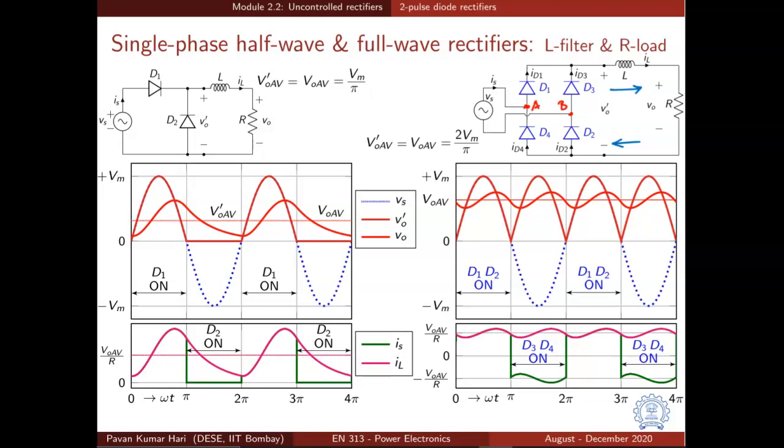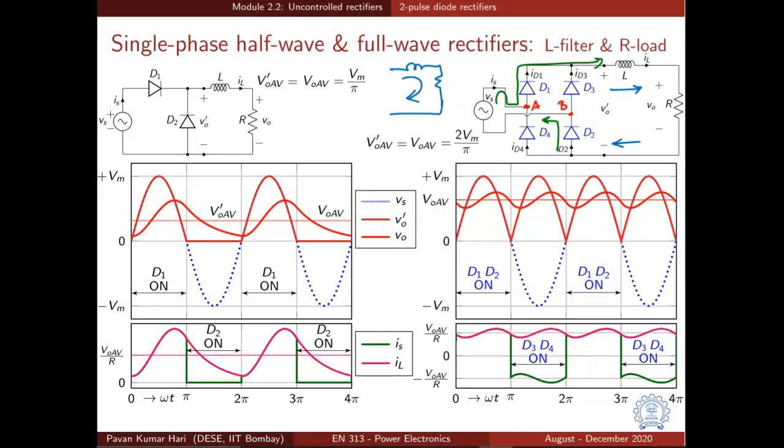So the current flows from source to D1 to load and back to the source through D2 as shown here in the positive half cycle, and in the negative half cycle the current flows through D3 and D4 as shown earlier. And how does the current vary? If you want to know the variation of current, we need to look at VO dash, because that is what is driving the current in this RL circuit.